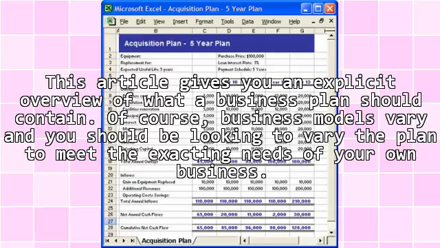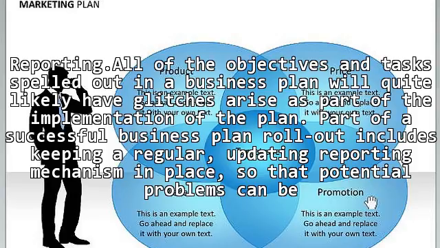This article gives you an explicit overview of what a business plan should contain. Of course, business models vary and you should be looking to vary the plan to meet the exacting needs of your own business. Reporting. All of the objectives and tasks spelled out in a business plan will quite likely have glitches arise as part of the implementation of the plan.